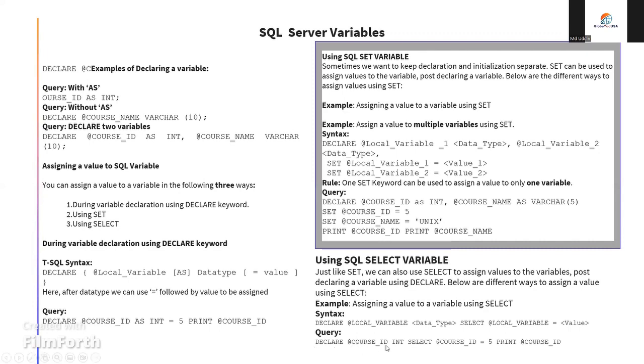So we're doing declare course ID int, select course ID equal to 5, print course ID. It's going to show me course ID equal is 5. It's going to show me 5.